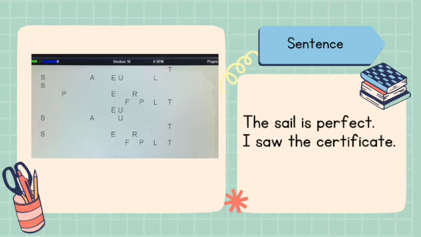Here we have a sentence. So for example, there are two sentences here. On the left side, we can see the stenograph notes. On the right side are the two sentences. So we have "The sale is perfect," period. The other one, "I saw the certificate," period.